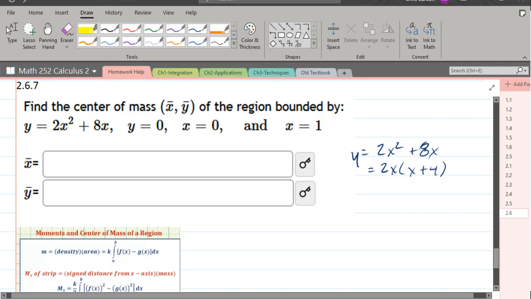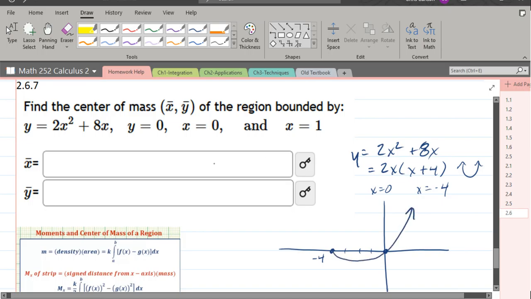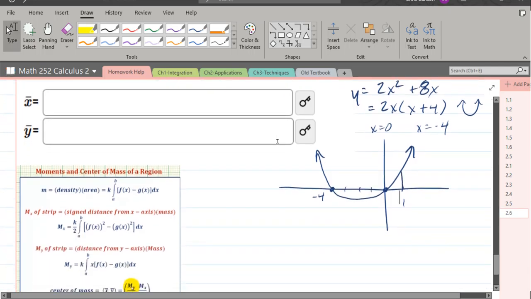So there's a happy parabola when we graph it, and the x-intercepts are x equals 0 and x equals negative 4. So we've got x-intercepts at 0 and negative 4. It's a happy parabola, so it's going to look like this. The other bounds, y equals 0 and x equals 0, are the x and y axes, and also x equals 1, so we'll go out to here. So this is the region we actually want to consider.